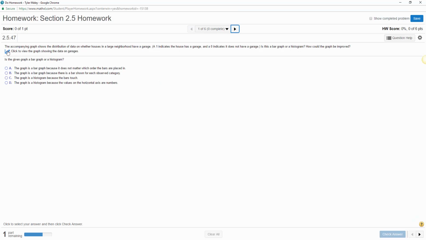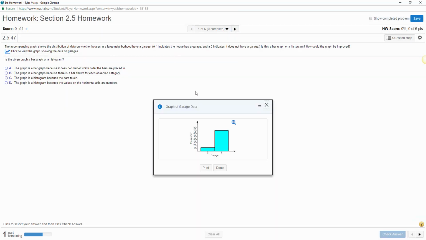Right, so I wanted to look at question 1 and talk about this a little bit. It reads: the accompanying graph shows the distribution of data on whether houses in a large neighborhood have a garage. A 1 indicates that the house has a garage and 0 indicates it does not have a garage. So our variables are dichotomously coded. If you recall, that means that we are using zeros and ones to represent a yes or no, a true-false type of setup.